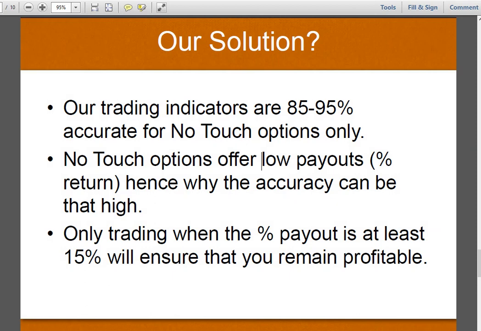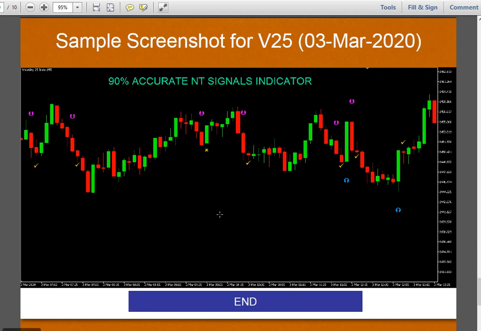Now let me give you a bite of what our solution can generate. This is a screenshot I picked today. It's dated 3rd of March 2020 and is for the Volatility 25 index. Our indicator is called the 90% accurate no-touch signals indicator. If you study the chart with me, you will realize this signal popped up here. The next candle did not move to the open or the top of the signal candle. That was a win. The next one here, again, the signal came at the close of this candle. You trade that the next candle will not move and touch the open of the previous candle, which is the signal candle, which was a win.